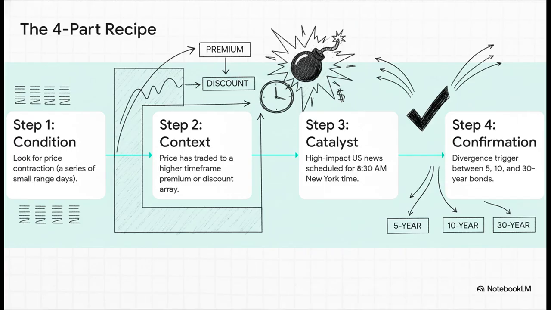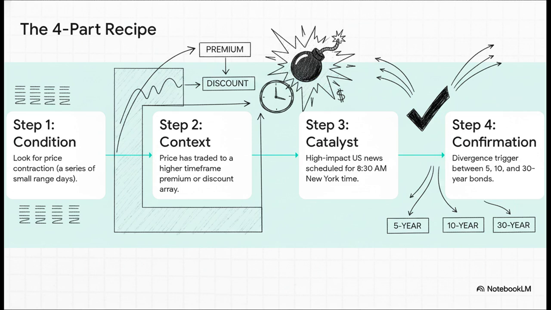First up is the condition. You need to see that price contraction, a few small, boring daily candles in a row. Second, the context. Check your higher time frames. Has price reached a key premium or discount level? Third, you need a catalyst. Is there a high-impact U.S. news event on the calendar for 8:30 a.m. New York time? And finally, the fourth and most important ingredient, the confirmation.